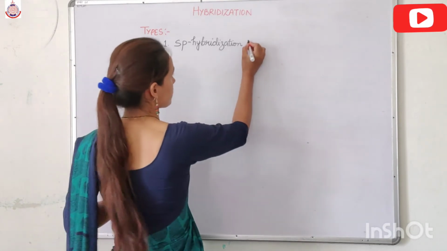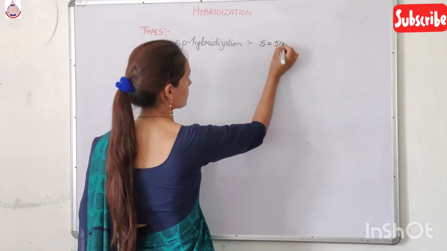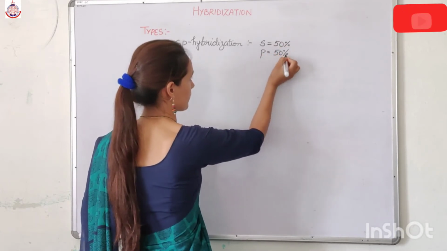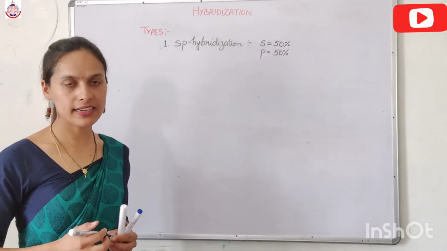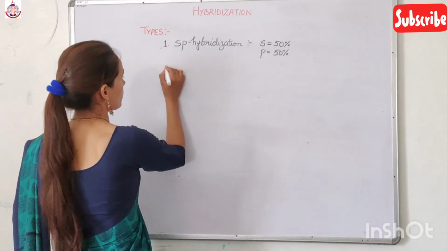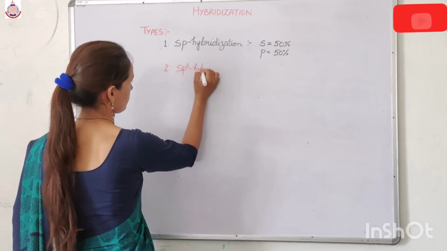Clear? In this, the hybrid orbital has 50% s character and 50% p character. Now, second is sp2 hybridization.